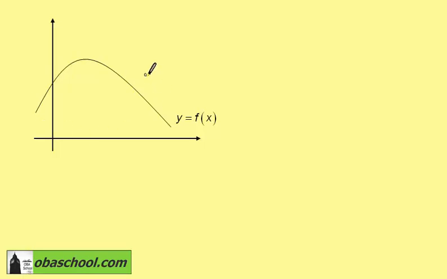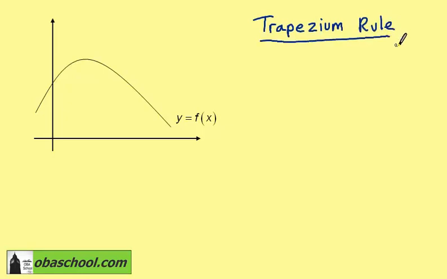Here we have a curve. We'd like to estimate the area under this curve between certain limits, but it may well be that the function is one that we cannot integrate. So we need an approach to find the area. The approach that we're going to use is called the trapezium rule, and it will give us an estimate of the area under a curve in a case where we don't know how to integrate.